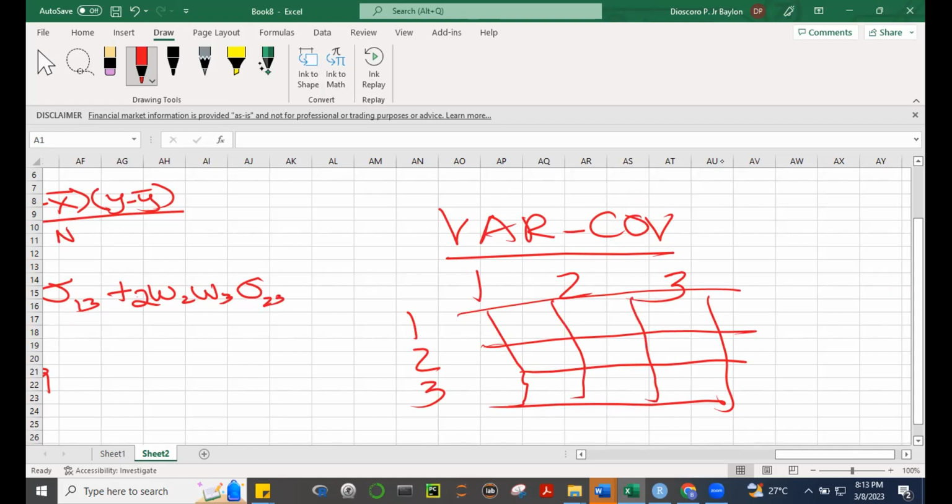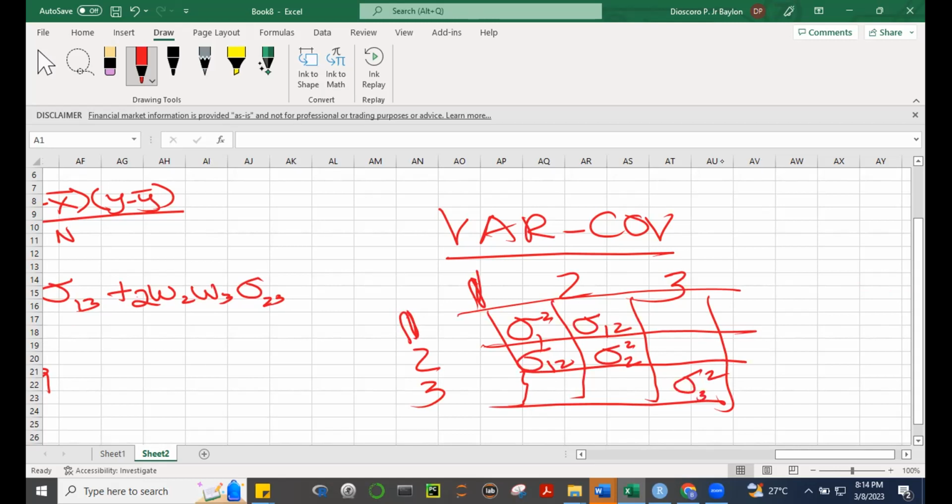Variance. Why is this called variance covariance? Because the covariance of 1 with 1 is actually its variance, diba? Variance ni 1 yan. The covariance of 1 with 2 is covariance 1, 2. Covariance of 2, 1 is also covariance 2, 1 or covariance 1, 2. They're the same. Okay, ito naman 2, 2 is the variance of 2. 3, 3, that's the variance of 3.